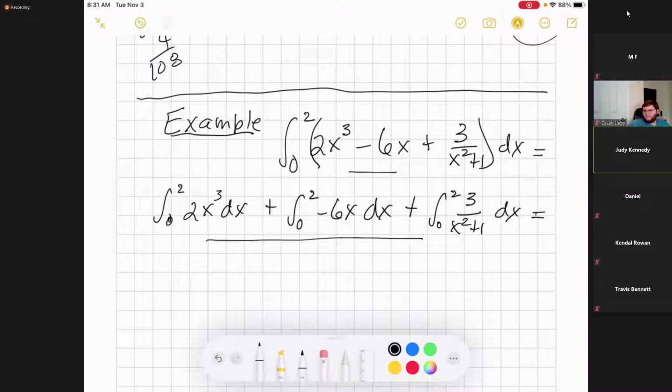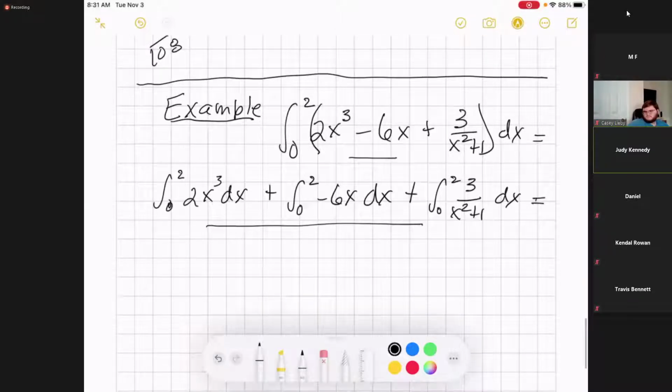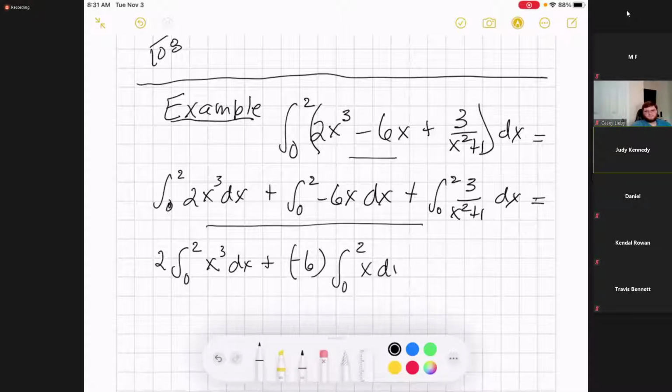Now I'm going to use property 1 on each one of these definite integrals. So first one, I can pull out the 2. And the next one, I can pull out minus 6. And in the third one, I can pull out 3. That's a dx.